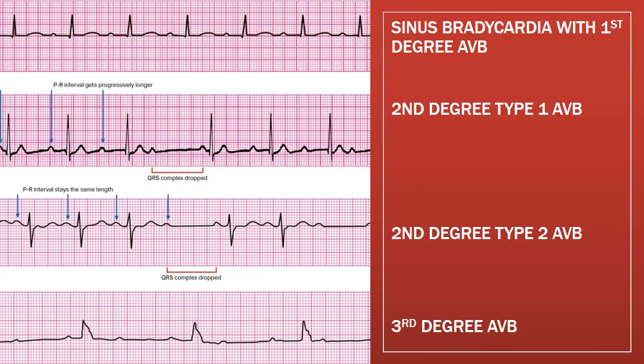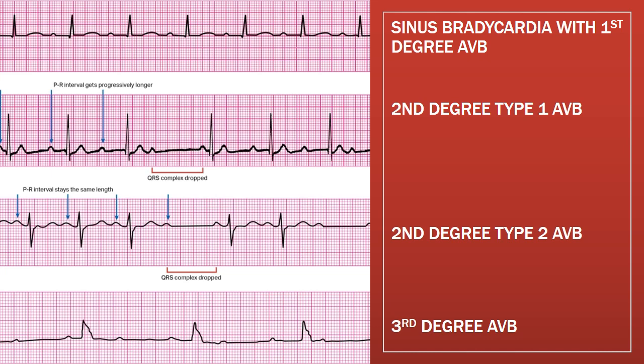So these are the rhythms of different types of bradycardias. The first one is sinus bradycardia with first degree atrioventricular block or heart block. In this there is progressive lengthening of PR interval, and then the second picture is of second degree type 1 AV block. In this block you will see there is progressive PR interval prolongation, and then there will be a skip beat.